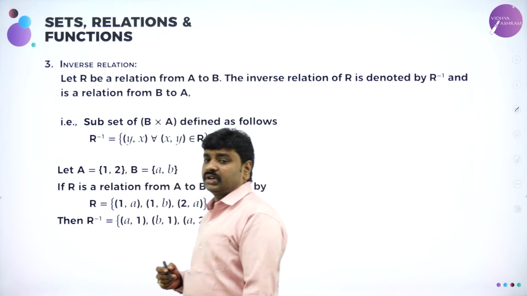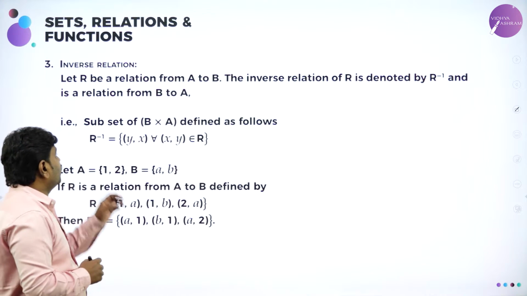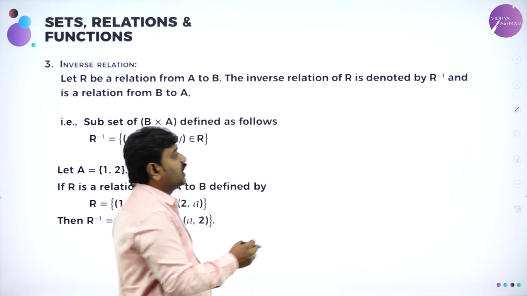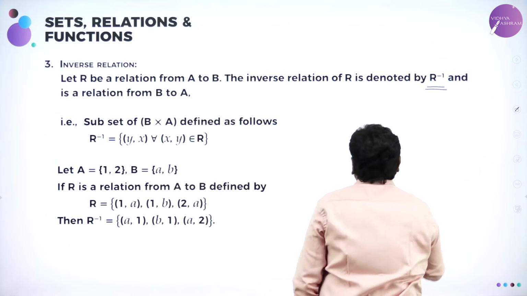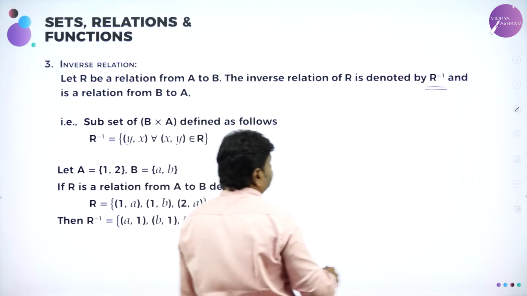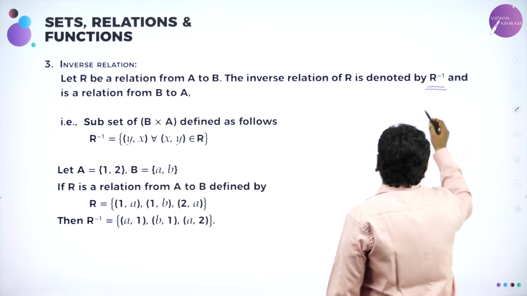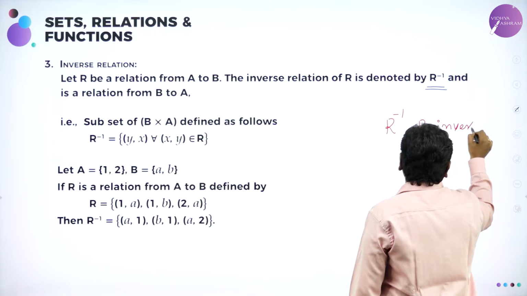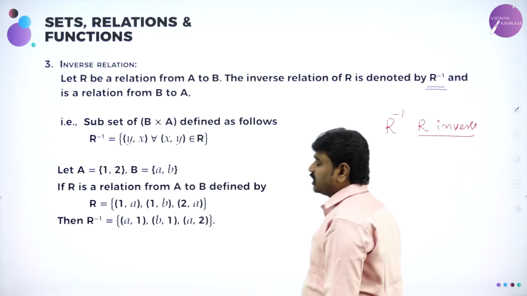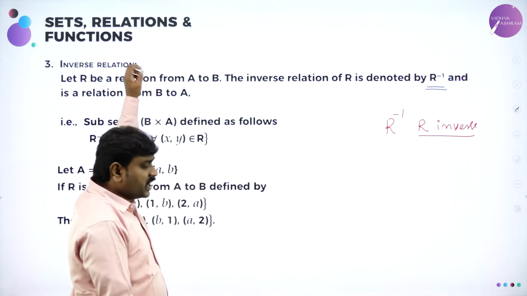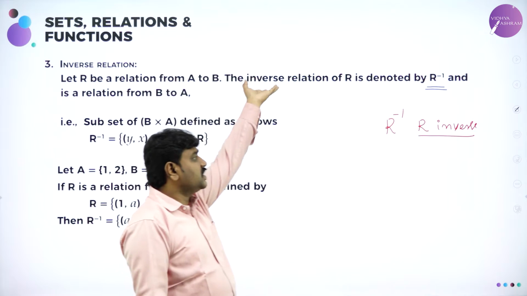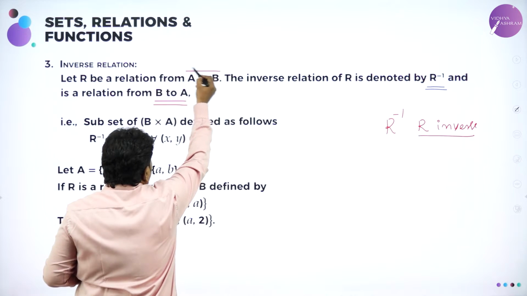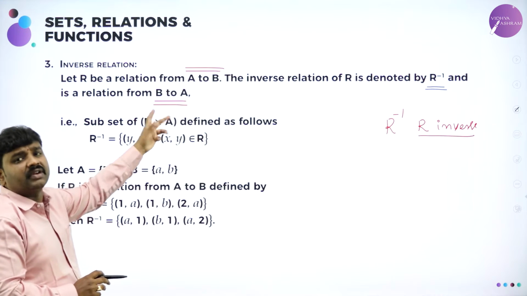Let us go ahead with inverse relation. For a relation R from A to B, the inverse relation is denoted by R inverse. R power minus 1 we read as R inverse. This is a notation. For a relation R from A to B, there exists an inverse from B to A. If R is from A to B, the inverse will be the opposite, the reverse of it.